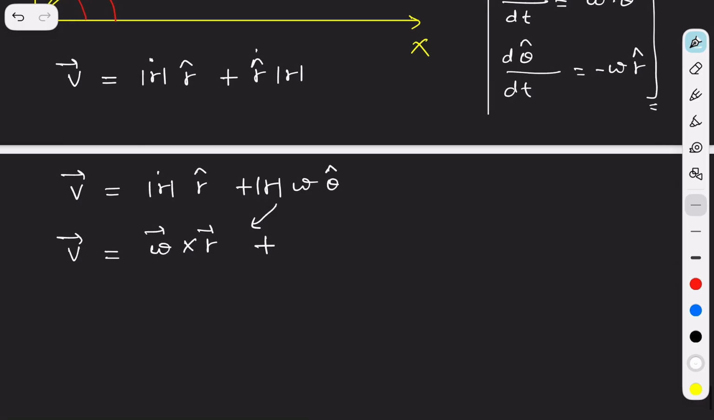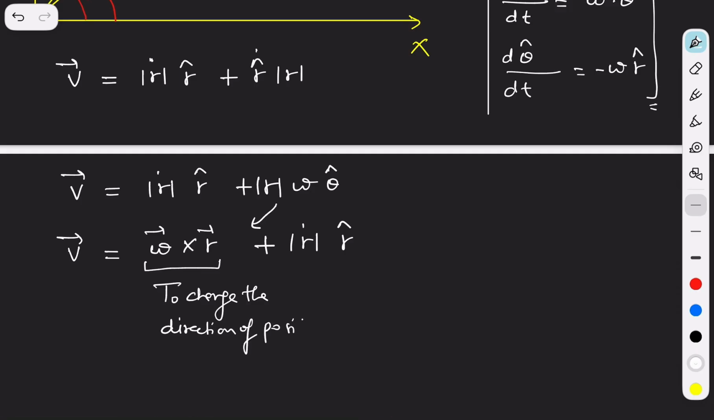This is the velocity component which is helping you to change the direction of the position vector. And this component is helping to change the length of the position vector.